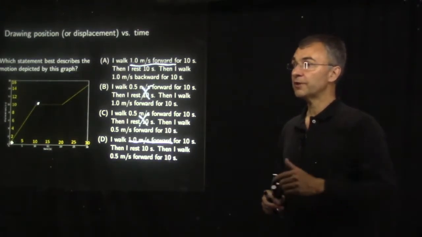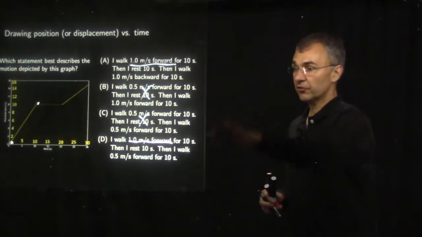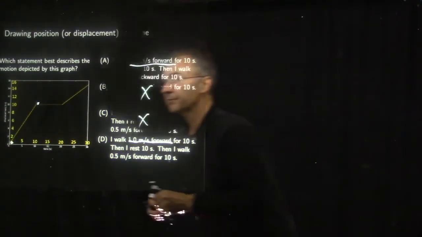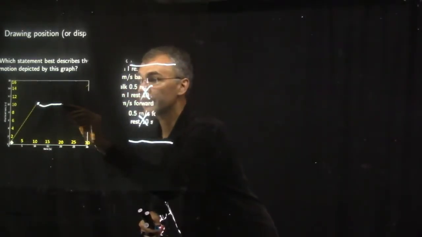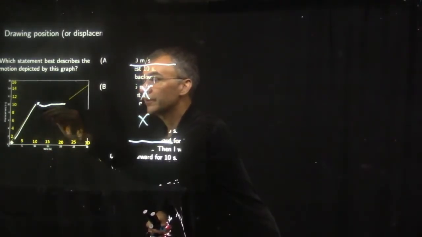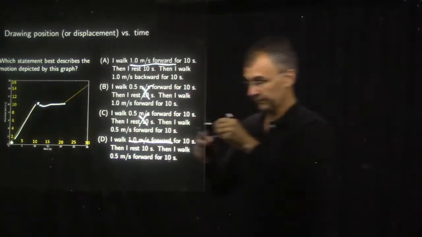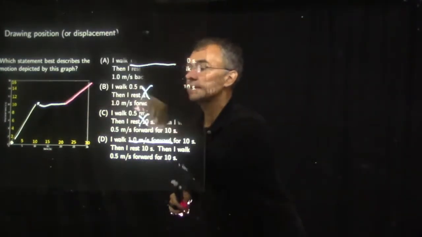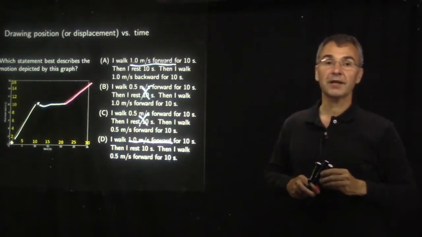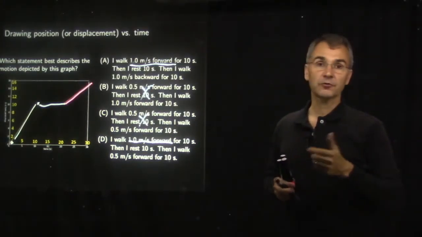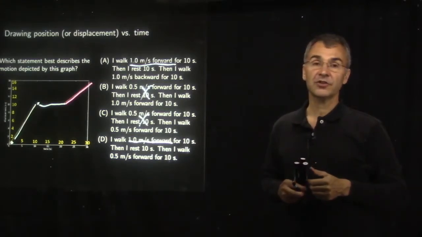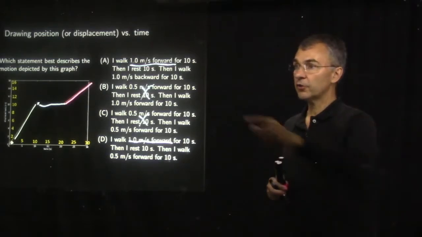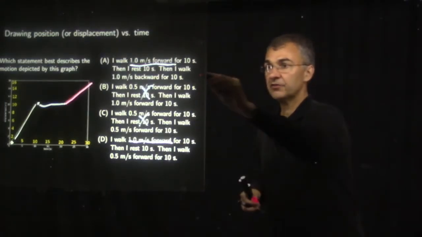Then I walk 1 meter per second backward for 10 seconds versus then I walk a half meter per second forward for 10 seconds. Okay, so this is resting for 10 seconds. This is going forward. So what's happening here? So in this little segment, am I going forward or backward? Well, I think I'm still going forward because x is increasing as time increases. So I don't think I'm going backward. So I think that this one can be ruled out.